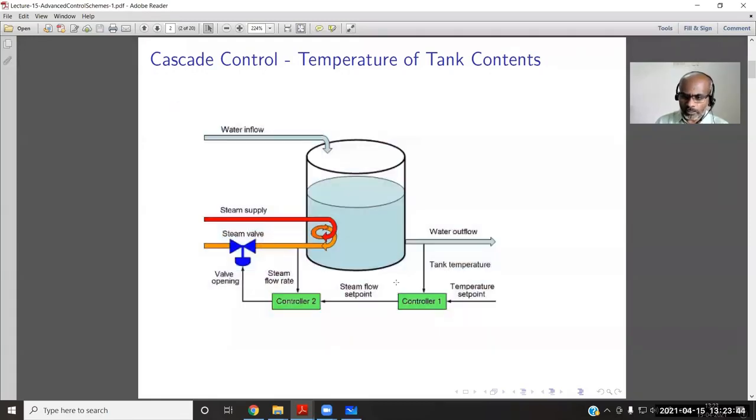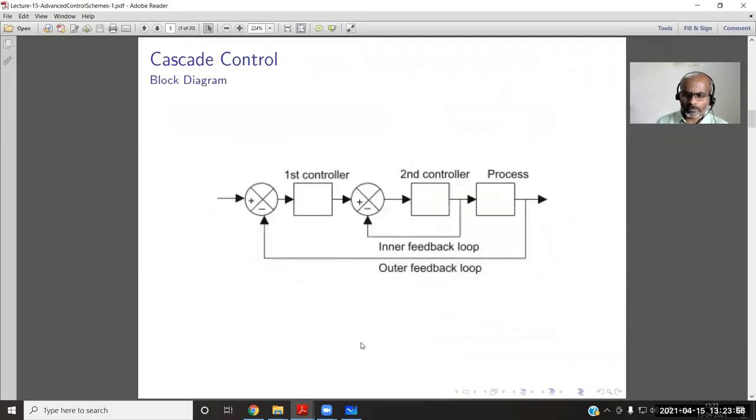Of course, the set point is given to the primary controller or the master controller, and the set point for the inner controller is actually given by the primary controller. We can represent that in terms of this block diagram. So there is a process, there is an inner loop and an outer loop. In the inner loop there is a measurement, and it is given to the comparator, for which the set point is given by the primary controller. So there are two measurements.